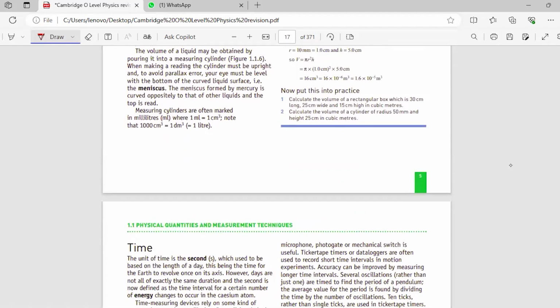Now they come to practice. Calculate the volume of the rectangular box of this and this in centimeter cubed. Means we must convert that into meters too. So that will be 30 by 100 into 25 by 100 into 15 by 100. We will get the answer in meter cube. First, we convert all these dimensions into meters, and then we find its volume.